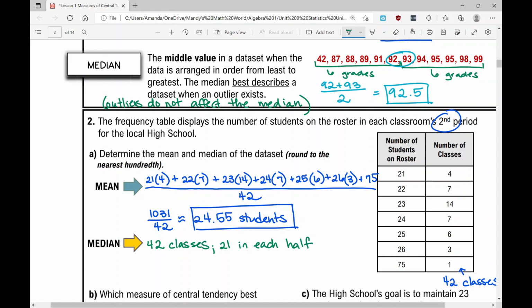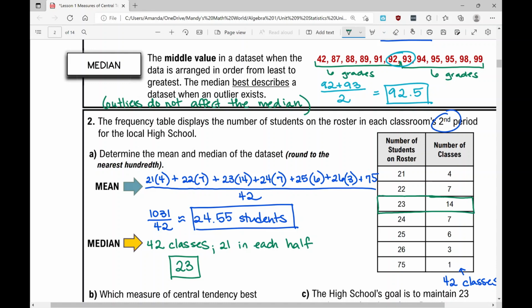So I would say that the 21st and that 22nd class, like when I'm going through here, would be the median. So let's see. I know that when I'm going through here, the number of classes, 4 classes have 21, right? 7 classes have 22. 4 plus 7, that's 11. 11 plus 14, that's 25. So really my median is going to be right in here, which is 23. 23 is the median. Do you see how I did that?